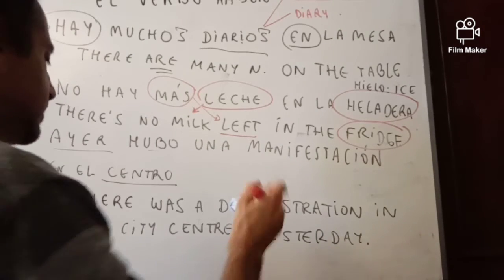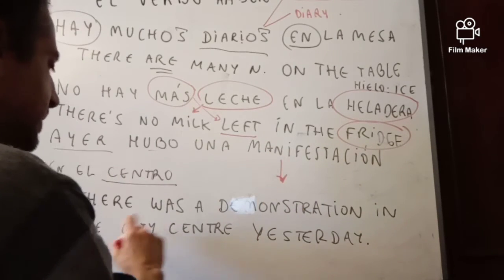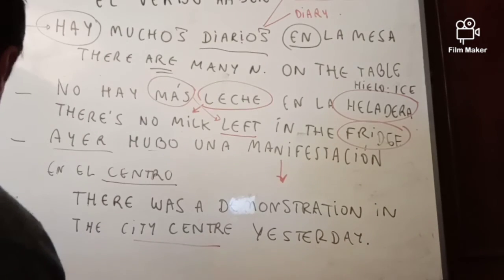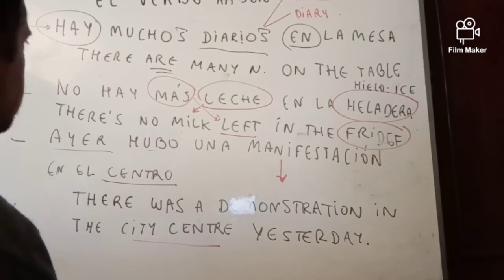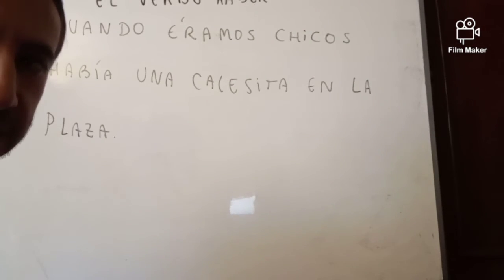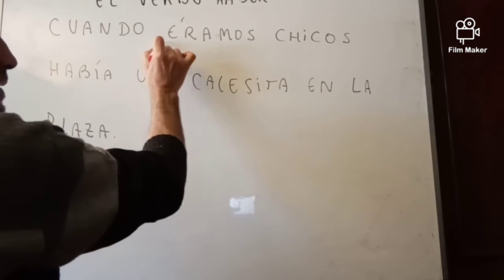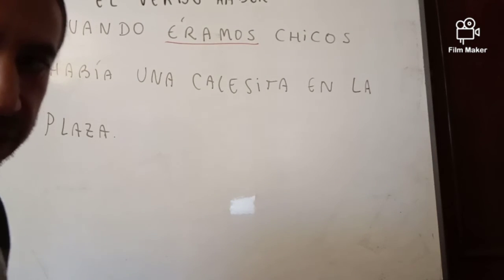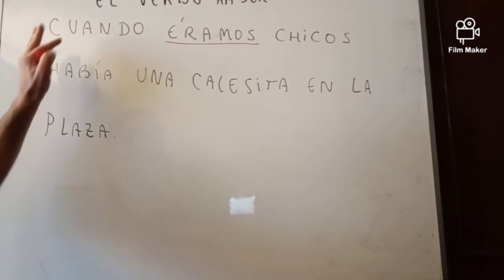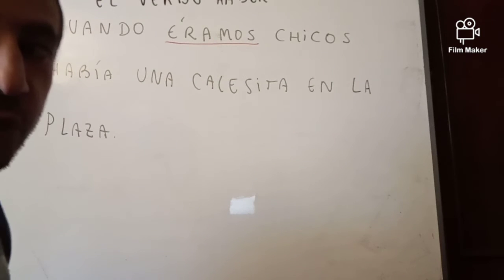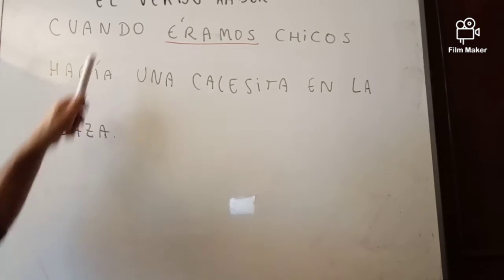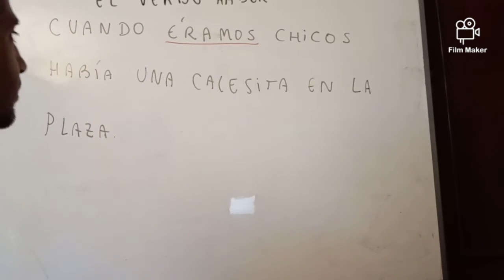Manifestación, demonstration, centro, city center, and ayer, yesterday. And let's see a final example with the Preterito Imperfecto. We haven't seen the past of the verb to be in Spanish yet, but this is as an introduction. Éramos, well, if I add the pronoun cuando nosotros, you know that it means when we were. Cuando, to remember, it means when.